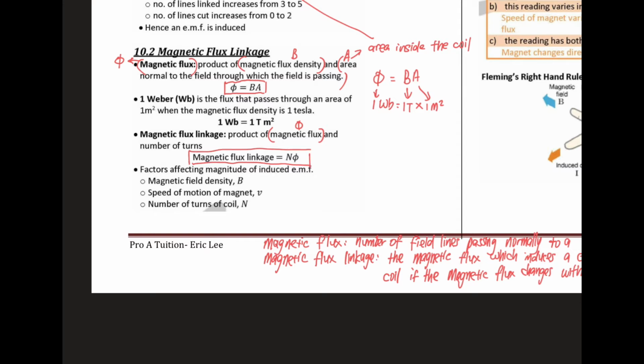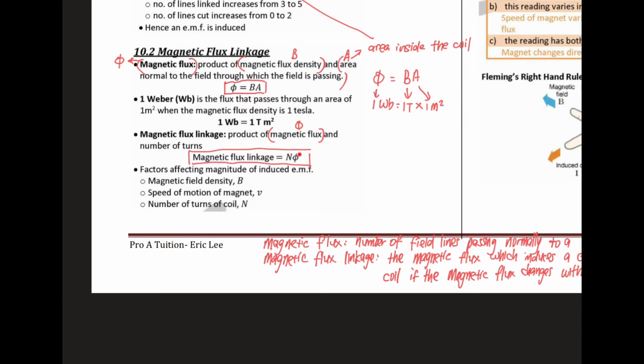Then what is the unit? Logically, you should be able to think about the unit, because the unit of phi is Weber, and number of turns has no unit. So we end up with magnetic flux linkage. The unit is Weber also. It's Weber. Yeah, it's Weber.